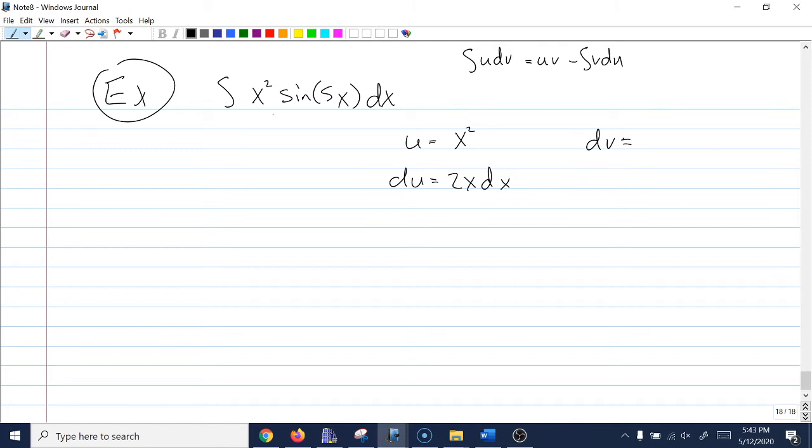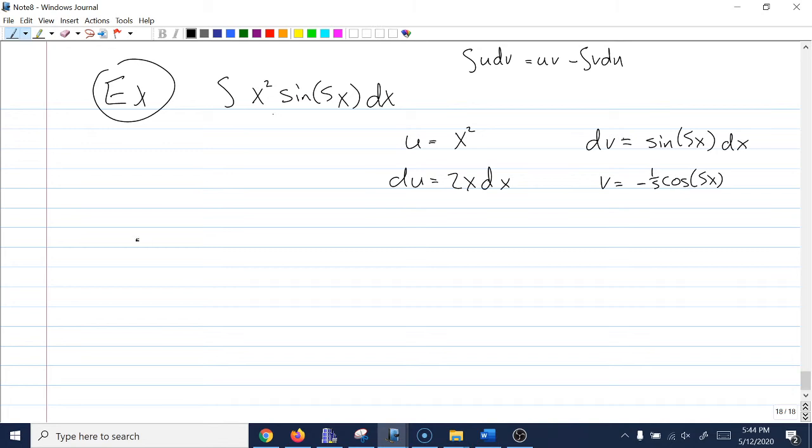What's dv? Dv's got to be everything else. It's going to be sine 5x dx. So u is x squared, du is 2x dx. dv is sine 5x. V is going to be the integral of sine 5x. What's the integral of sine? Derivative of sine is cosine. Integral of sine is negative cosine 5x. But the 5 means I have to divide by 5. Negative 1/5 cosine 5x is going to be my v.